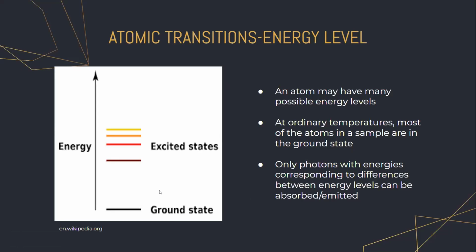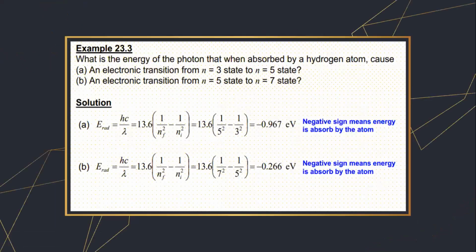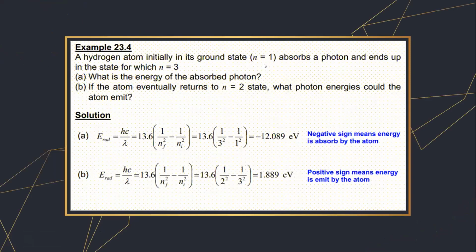Next, I will show the example. Dia bagi tahu from the ground state to the higher state. So maksudnya dia ialah absorption. Lepas tu substitute into the formula. Okay, lepas tu jawapan dia negative, sebab dia ialah absorption. Absorption adalah from low level to the higher level.